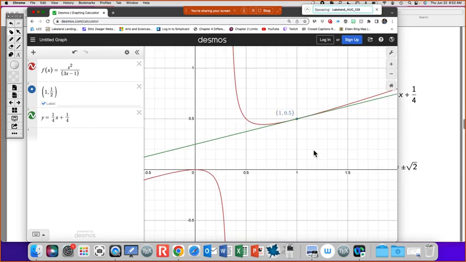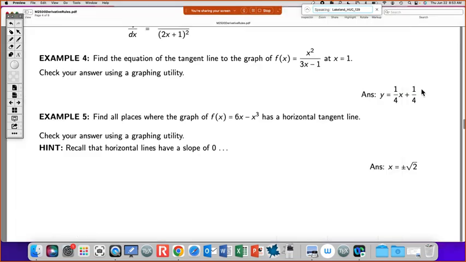Near the point 1 comma a half, can you tell the difference between the graph and the line? Nope, that's your local linearity. We found the tangent line. This is a nice example because it really ties together all the stuff we've been doing in Chapter 3 so far: what a derivative is, what tangent lines are.